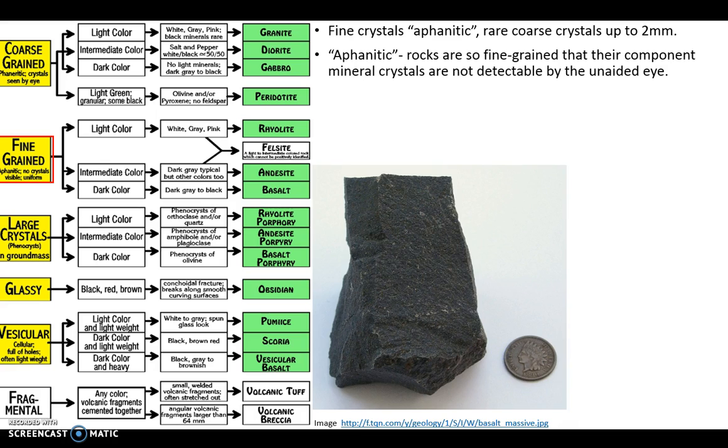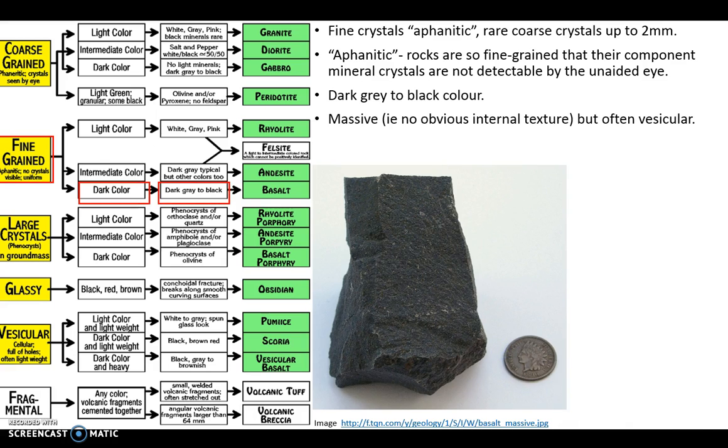Aphanitic rocks are so fine-grained that their component minerals are not detectable by the unaided eye. You're going to need a microscope or a hand lens to try and identify these minerals. So it's aphanitic, and it's dark grey in colour. Then it's massive, so there's no obvious internal texture. Sometimes these rocks can be vesicular, so they might have some bubbles in. This one doesn't. No surprises then. This one is basalt.